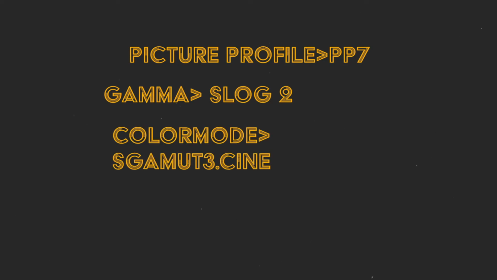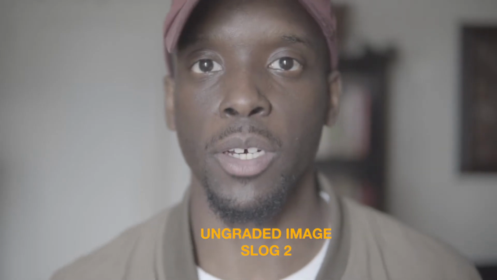I'm gonna upgrade soon, but typically what I like to do is go into the settings and go into the picture profiles. I actually wrote it down. For the gamma, first I go to PP7, my fault. I go to PP7, and then I go to gamma and select S-Log2, and for color mode, I select S-Gamut3.Cine. So that's for the look of the actual picture.